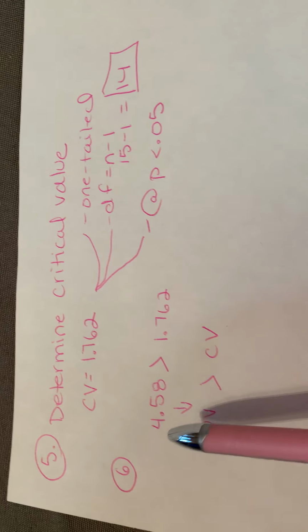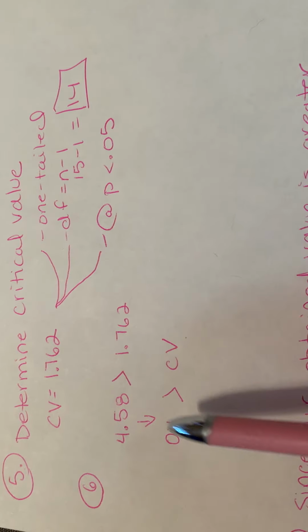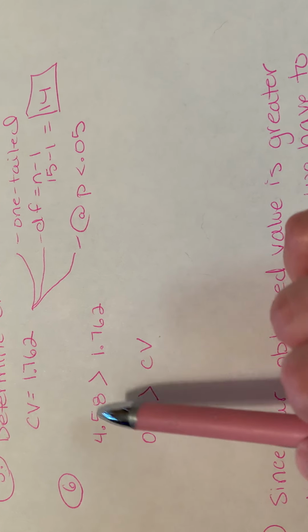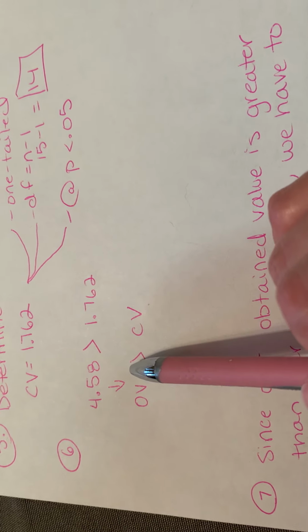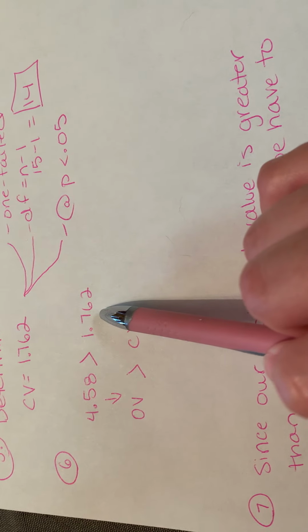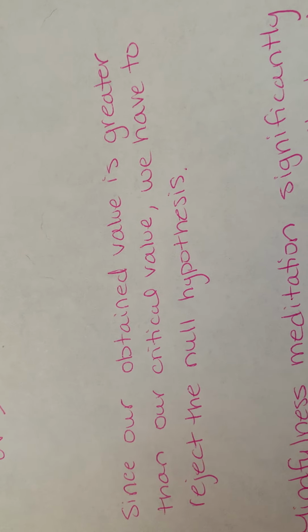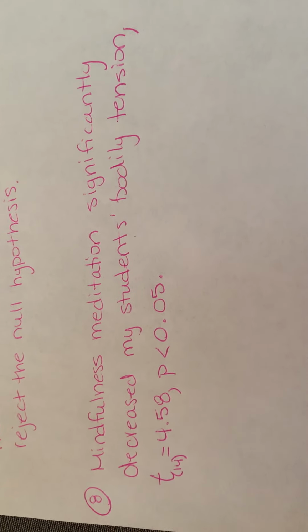For step 6, we compare our obtained value with our critical value. Our obtained value, if you remember, was 4.58, and our critical value was 1.762. Obviously, our obtained value is greater than our critical value. Because of that, we have to reject the null hypothesis. This is how it would be stated if you were actually reporting it, which I want you to do for this assignment.